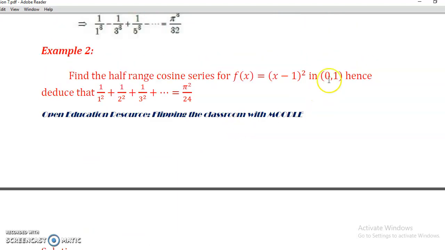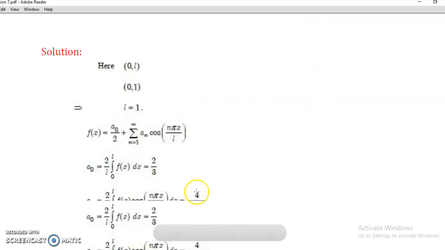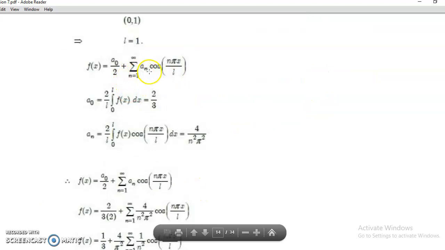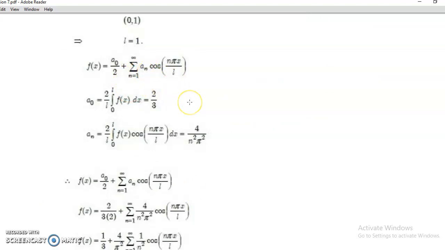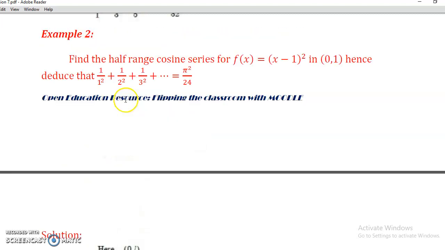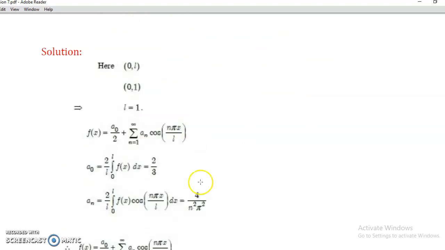for the interval 0 to L for the half range cosine series: A0 and then An. For the sine series, you only find Bn. But in the half range cosine series, you have to find the Fourier coefficients A0 and also An. So as usual, formula substitution: 2 by L, integral 0 to L of f of x dx for A0, where f of x is given, which is x minus 1 the whole square.